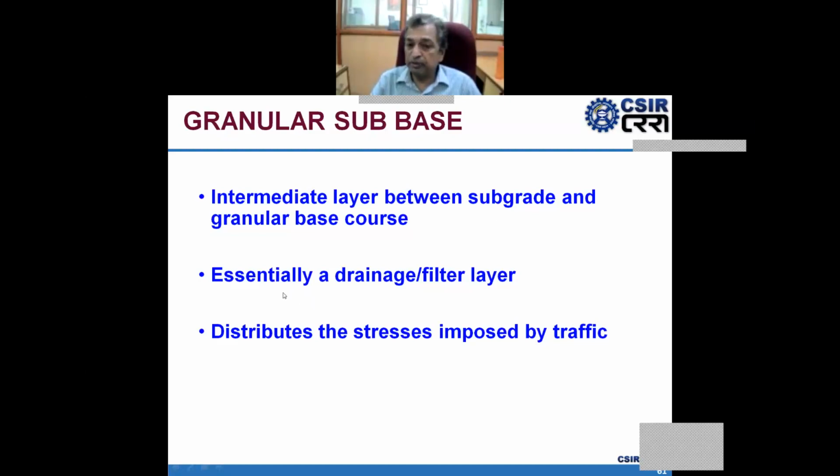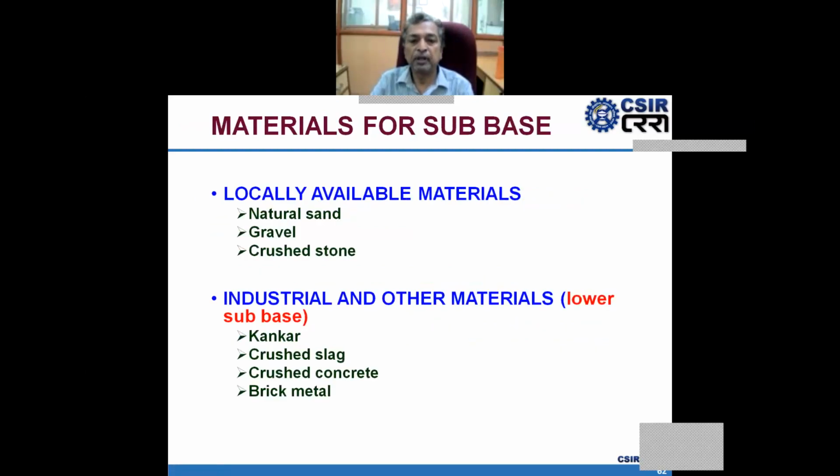Essentially, it should be a drainage or a filter layer, which also distributes the stresses imposed by the traffic or vehicle load. GSB materials should be like this. It may be locally available material, natural sand or gravel or crushed stone, or it may be from industry waste materials like crushed slag, crushed concrete, or brick metal.